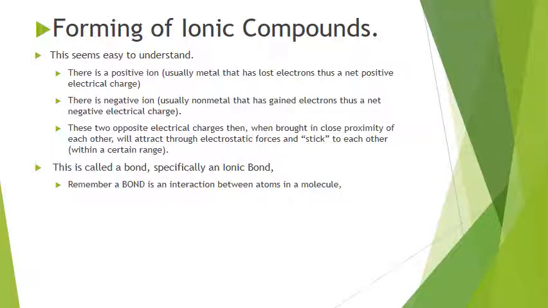Right, ionic compounds. So ionic compounds, I think, are pretty easy to understand. We have similar types of things in our lives that relate to it, like magnets. You have your North Pole and your South Pole. So ionic compounds are going to be kind of alike, but instead of having magnetic interactions, they have electrostatic interactions.